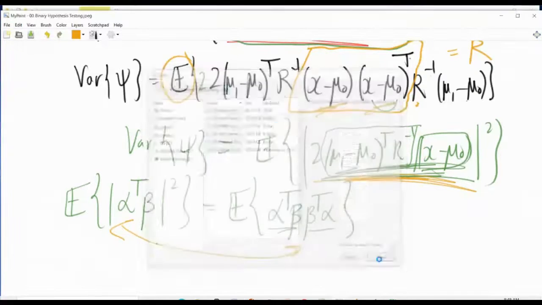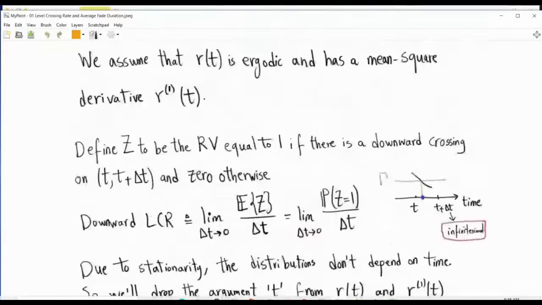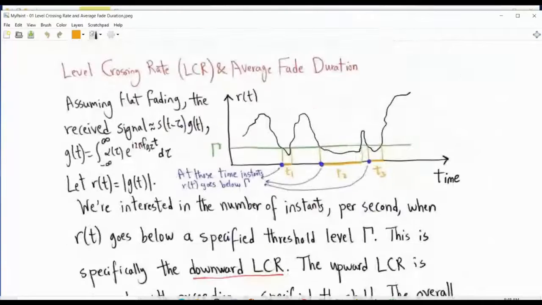And our first topic today is level crossing rate. It's another parameter that people who study wireless channels often compute. And so what is the story here? Of course, we will stick to the flat fading model. Okay, so remember, what is the flat fading model?